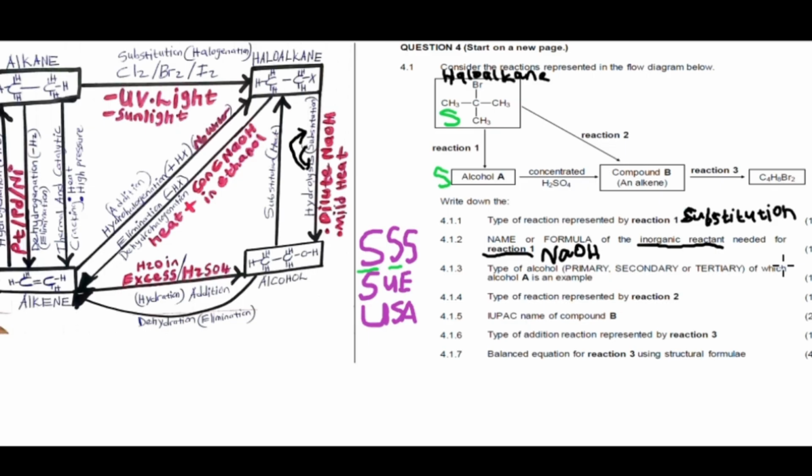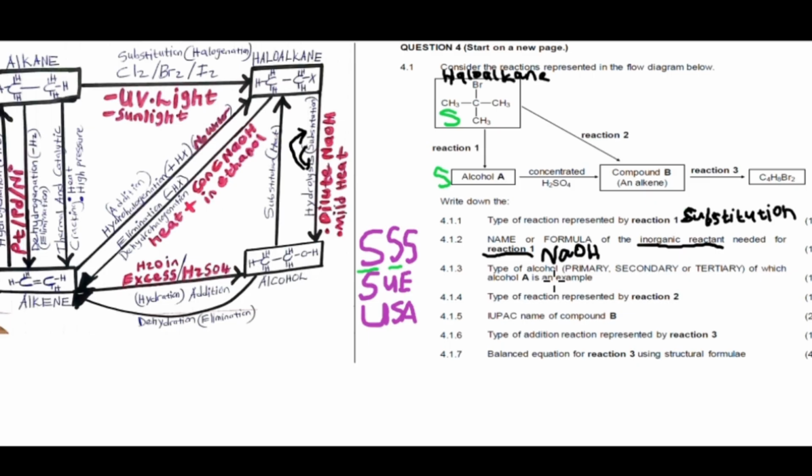Get that distinction. Let's move to 4.1.3. The type of alcohol. Is it a primary alcohol? Is it a secondary alcohol? Is it a tertiary alcohol? We want to know of which alcohol A is an example. Now, alcohol A, we need to know, is it a primary alcohol, secondary alcohol, or a tertiary alcohol?